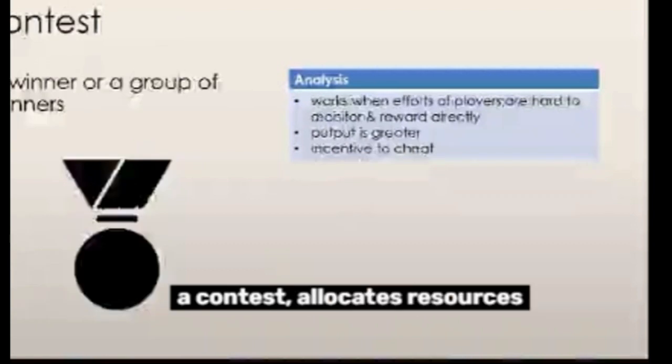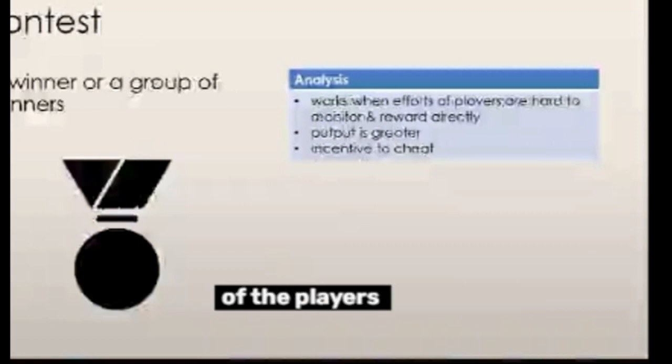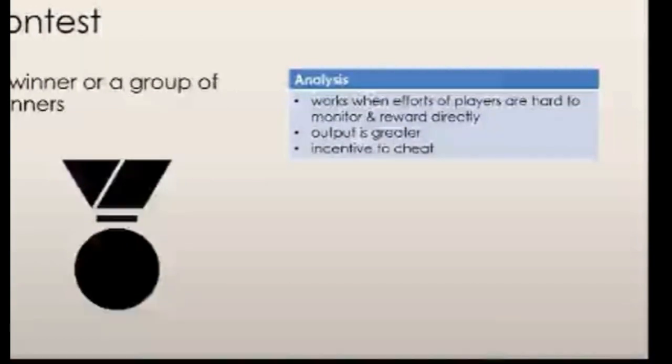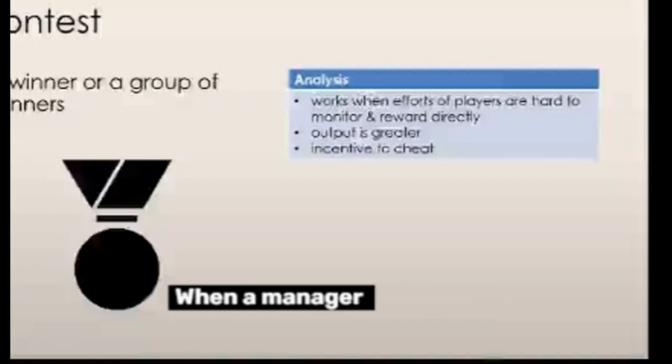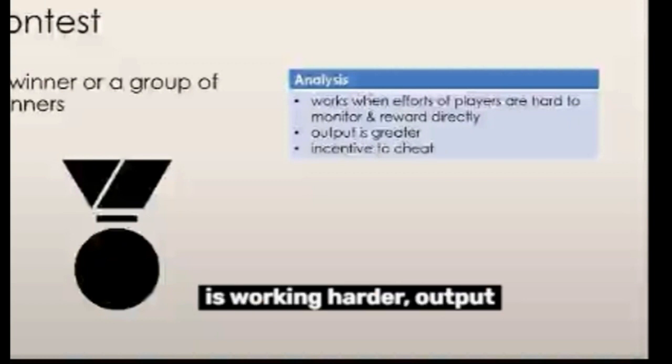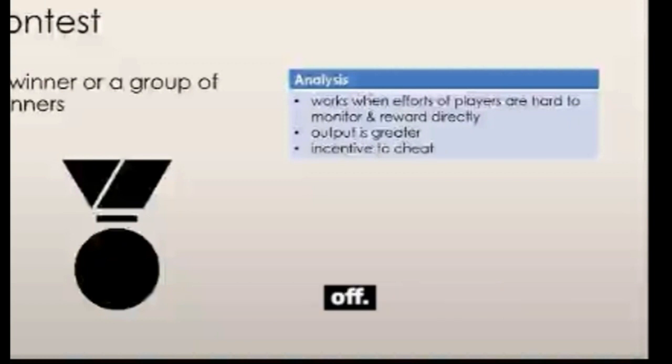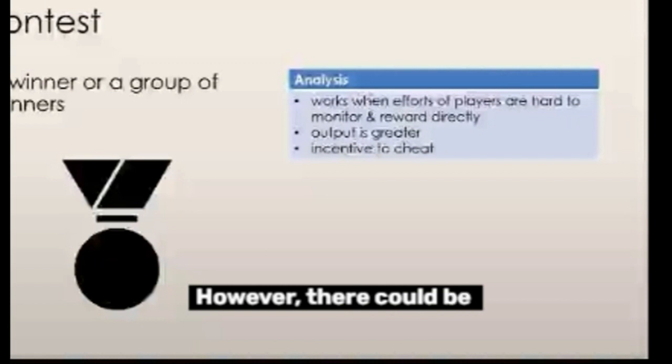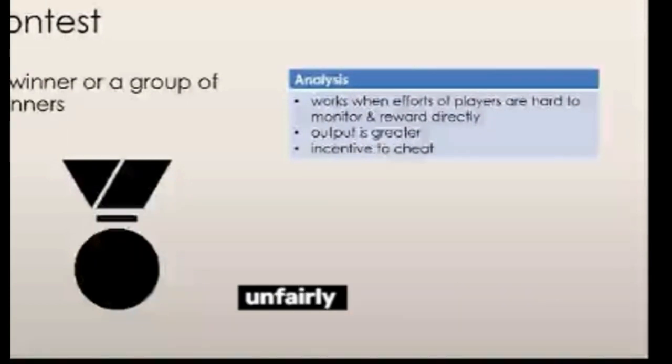A contest allocates resources to one or a group of winners. This works when the efforts of the players, let's call them, are hard to monitor and reward directly. Consider a situation when a manager offers a prize. Everyone will work harder because they want the prize, even though only one or a few people will end up with that prize. Since everyone is working harder, output is greater, so the company is better off. However, there could be an incentive to cheat in this scenario to gain the resource unfairly.